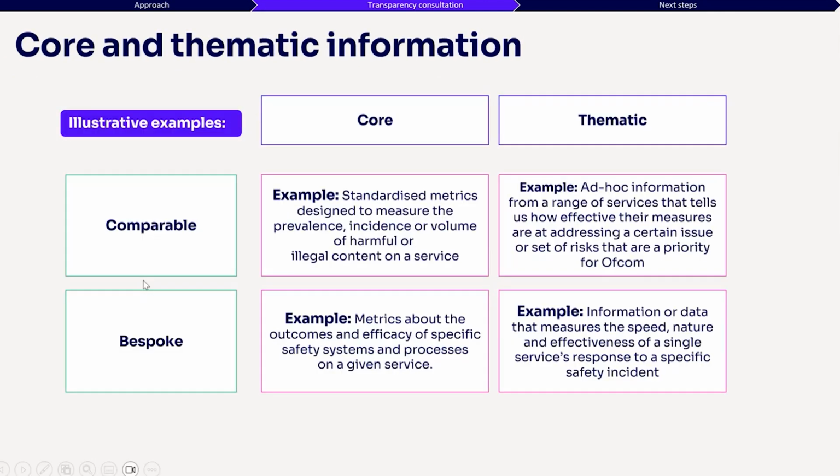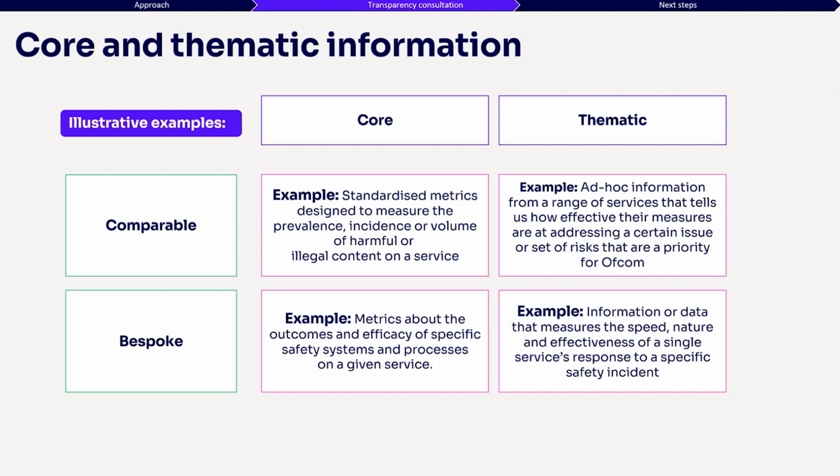Thanks, Romney. I won't spend too much time on this, and as with everything else in the webinar today, there is more detail on this in the draft guidance you can find on the website. But this slide shows some illustrative examples of some of the information that could be requested under each grouping. I'll just pick out two examples here. So in the top left-hand box here, this is an example of information that it might be useful for services to report over time, and then it might be possible for different services to report, so across the industry. And that example is standardized metrics that measure the prevalence, incidence, or volume of harmful or illegal content on that service.